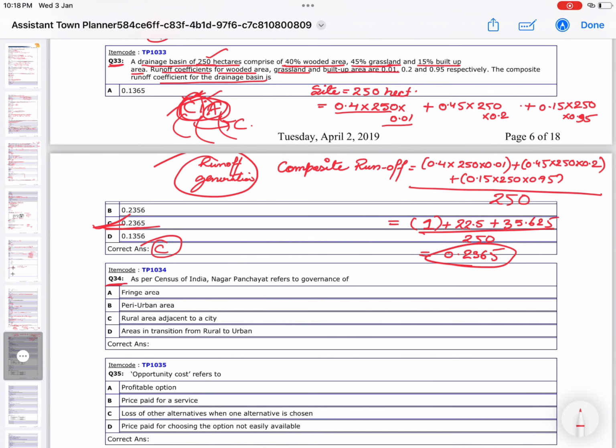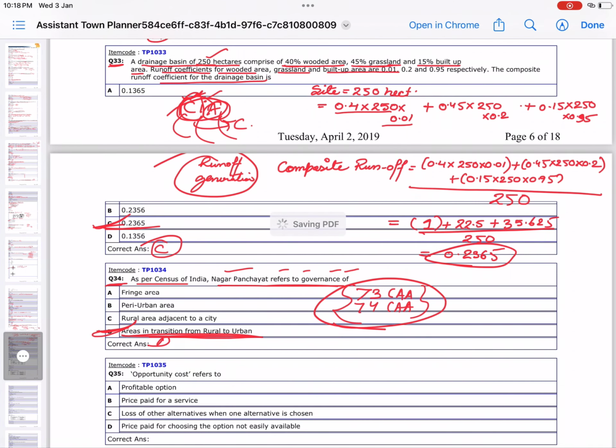Question number 34. As per census of India, Nagar Panchayat refers to. These are formed under the 73rd CAA and 74th CAA. You have to learn this, this is very important. Nagar Panchayat refers to the governance of area in transition from rural to urban areas. D.